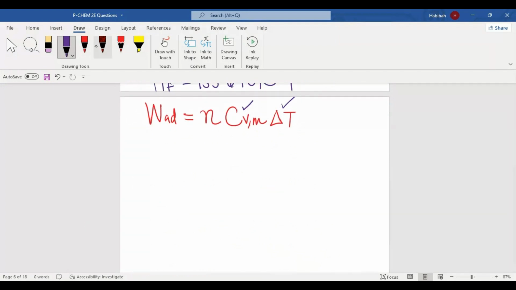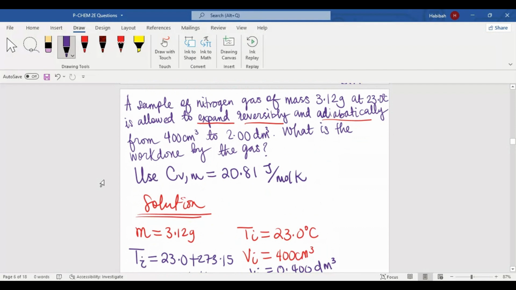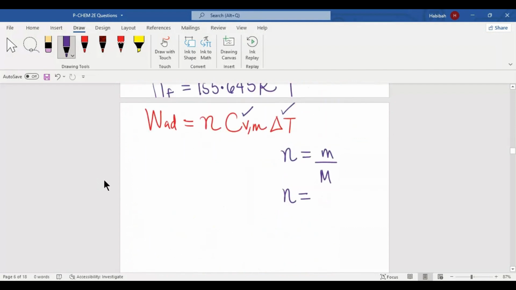So next, we're told the number of moles times the change in temperature times the molar heat capacity at constant volume. We don't have the number of moles. We can solve for that, right? Because that's easy. We have the number of moles equals mass divided by molar mass. And we know that the mass of the nitrogen is 3.12 grams. So that would be 3.12 grams times the molar mass. And the molar mass of N2 gas is just 28.013 gram per mole.